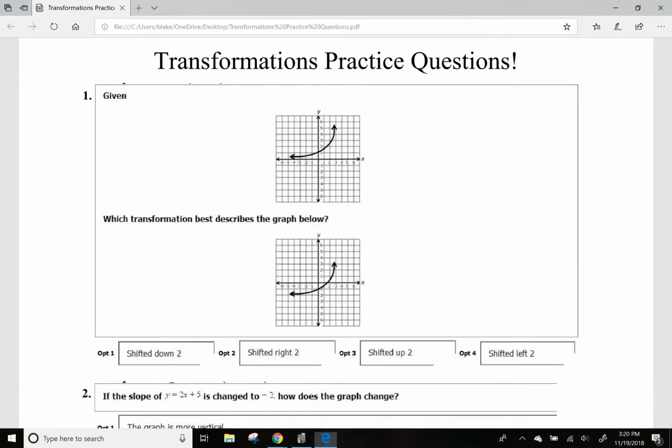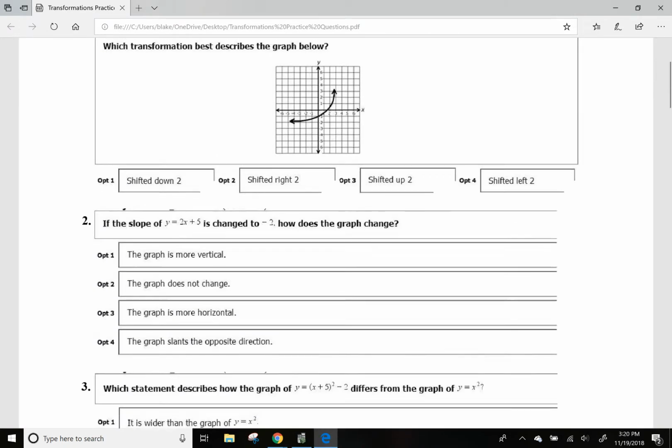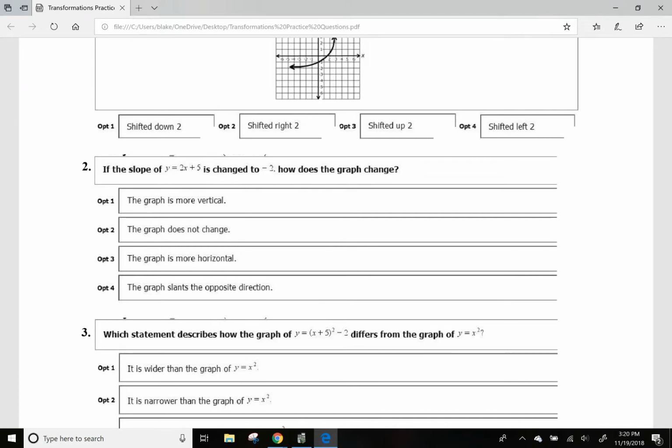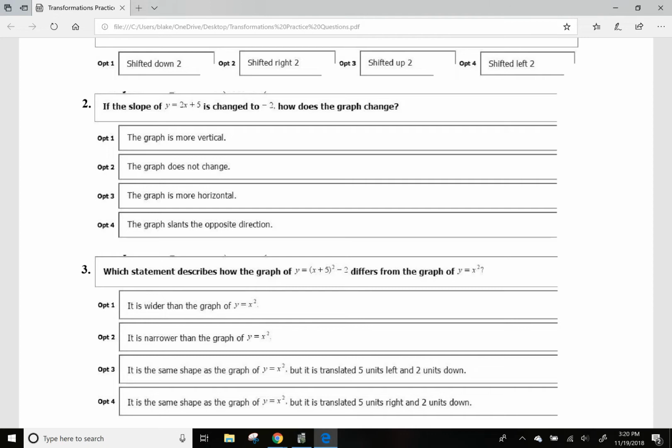So that's all transformations really are. When you graph it in a calculator, that's the thing you'll look for. This is a really good one to look at in the calculator, but you don't have to use a calculator. If you know what it means, it's pretty easy to answer. So we have y equals 2x plus 5, and if we change the slope to -2, how does the graph change?